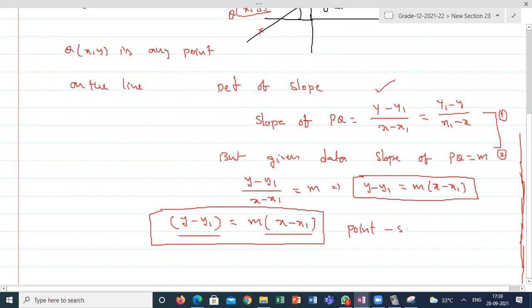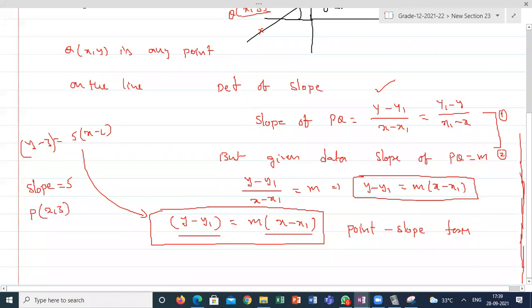Why is this called point and slope form? See, if I have an equation like y minus 3 is equal to 5 into (x minus 2), it looks like this format. From here I can say directly, without thinking, that the slope is equal to 5 and one point on the line is (2, 3). That means by seeing this, you can extract the data: at least one point and the slope of the line.